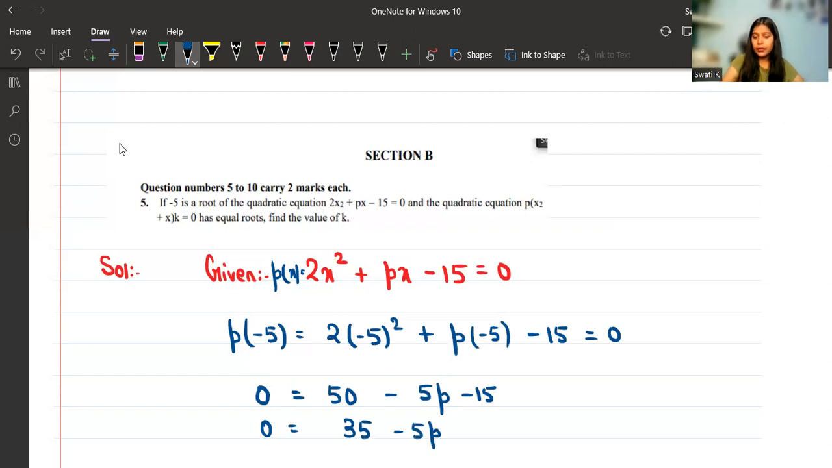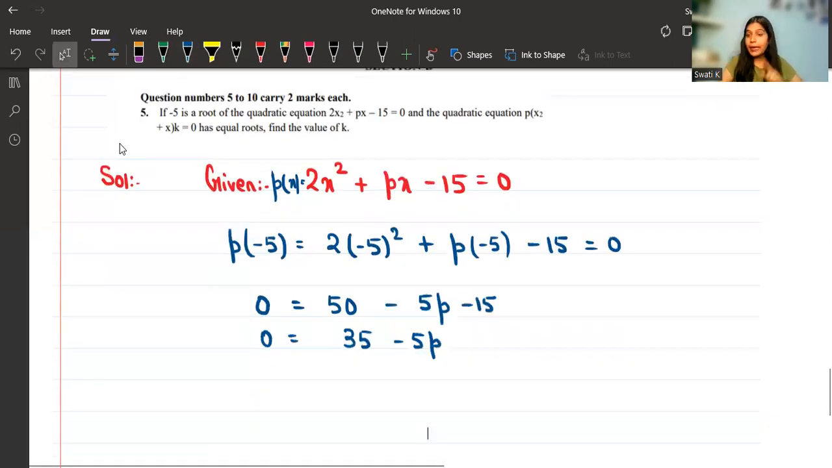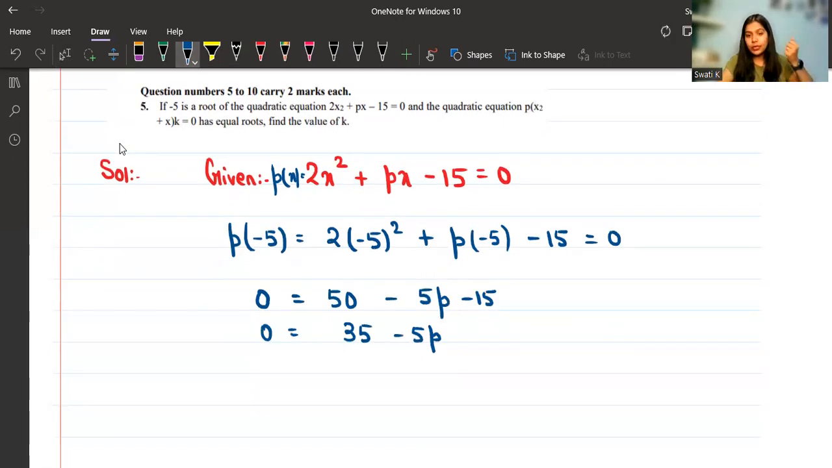Now here we can shift the minus 5p to the other side. That is the rule: if you're shifting minus to the other side, it will become plus. So minus 5p is on the right hand side, we are shifting this to the left hand side, so minus 5p will become plus 5p. So this will become 5p equals 35. Of course, here 5 is getting multiplied, so if you're shifting this to the other side, it will get divided. So divided by 5, and that is 7.